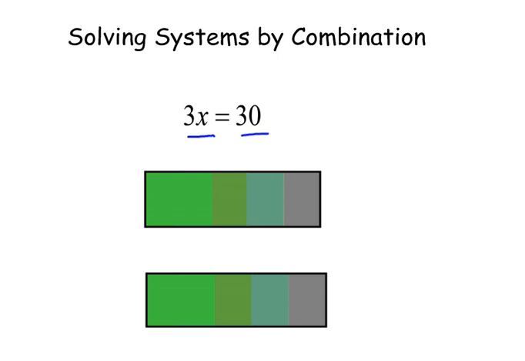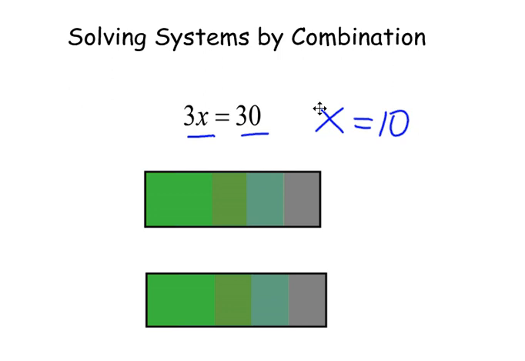This lesson is on solving systems using the combination method. When we look at this problem, 3x equals 30, we know that it means 3 times x equals 30. So 3 times what number is 30? 10. So x must be 10.